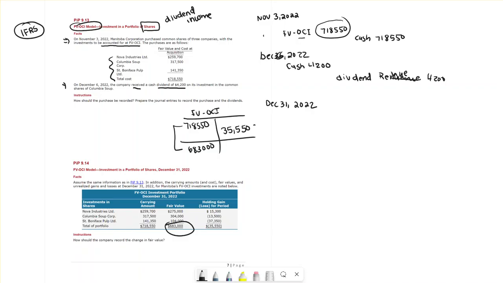What I have to do is I need to credit that account, and debit will be my unrealized gain and loss. Now in this case, I'm going to leave it there because I'm going to show you one more step. Unrealized gain and loss. In this case, we have a fair value OCI investment that went down by 35,500. So investment.